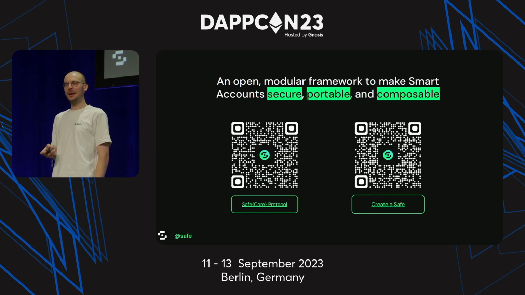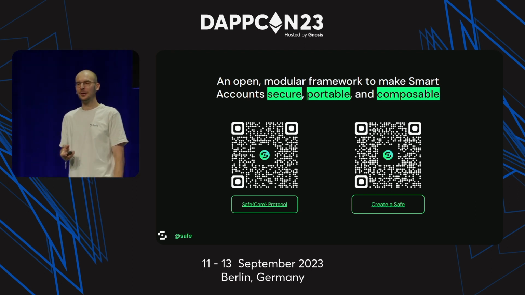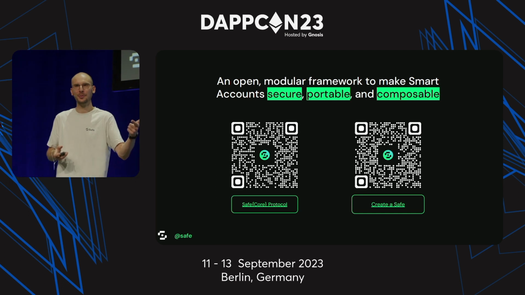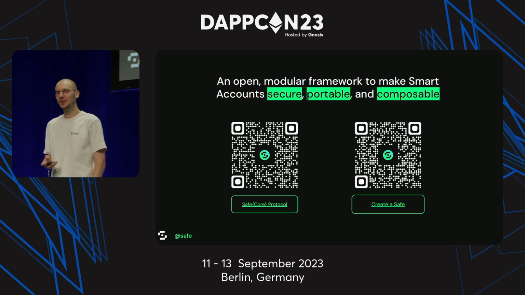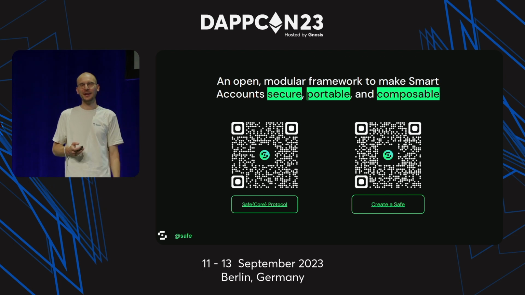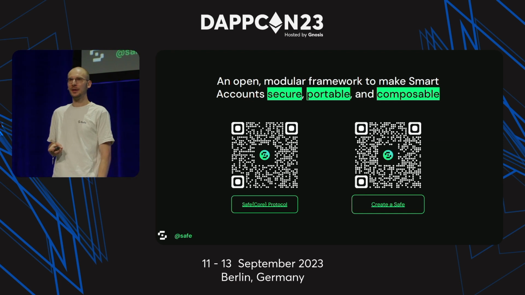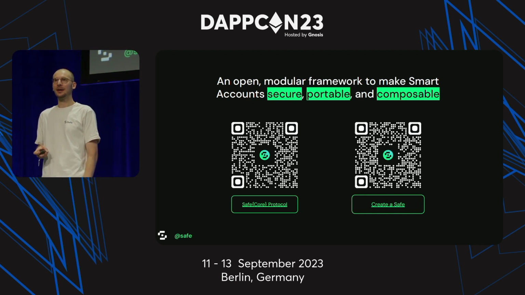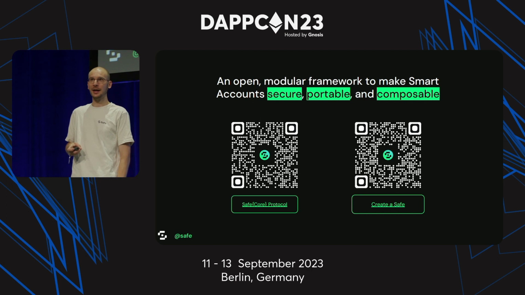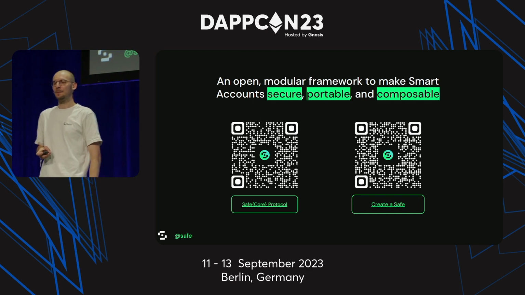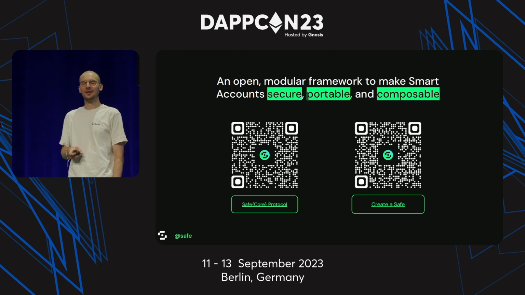All right. I introduced the Safe Core Protocol here. It's an open modular framework to make smart accounts more secure, more portable, more composable. If you're a dev, that left QR code is for you. There we share the current status of the specs. There's also some code already available. We're very open to hear feedback to make sure this is really satisfying the needs and the requirements I've been sharing here. For anyone who doesn't have a Safe, the right QR code is for you.